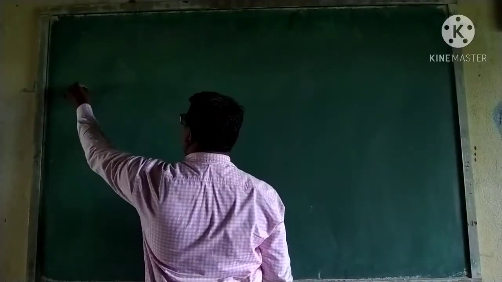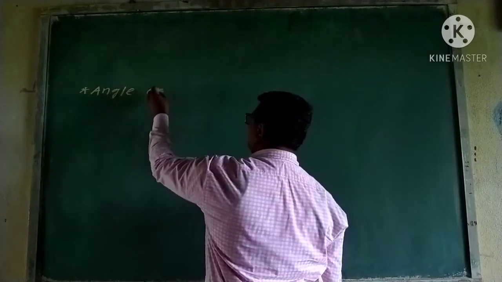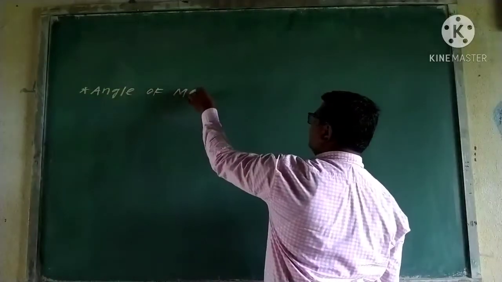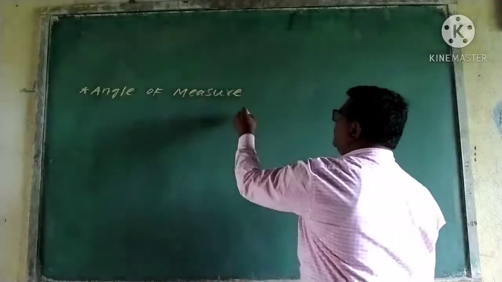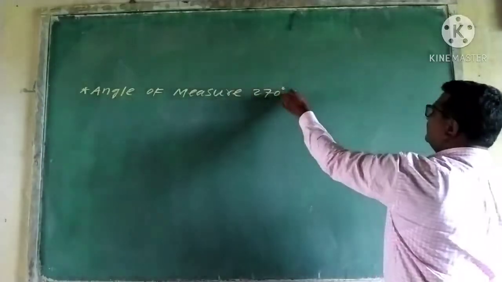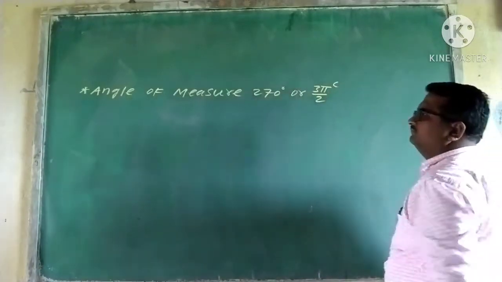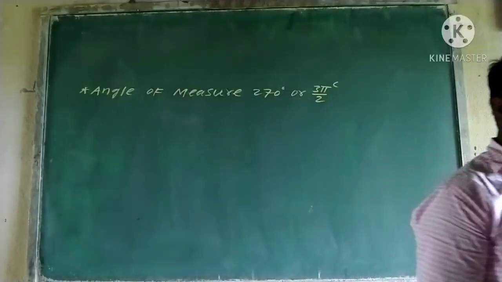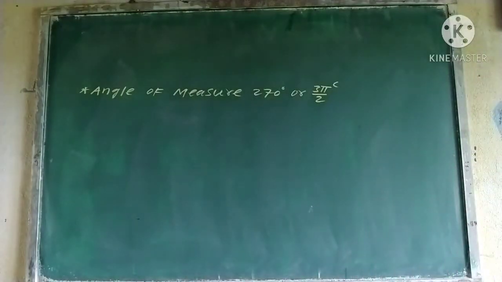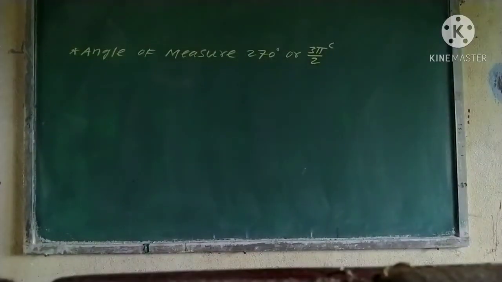Now here, the angle of measure 270 degree, or 3 pi upon 2 radian.